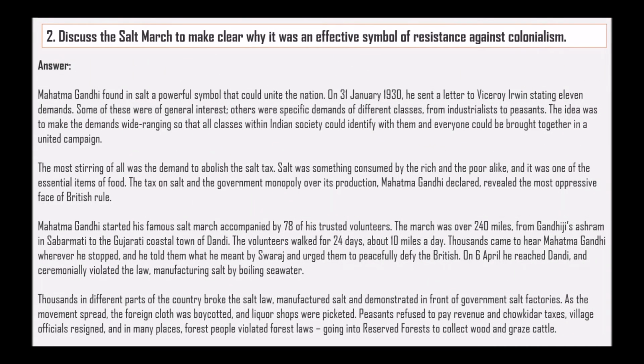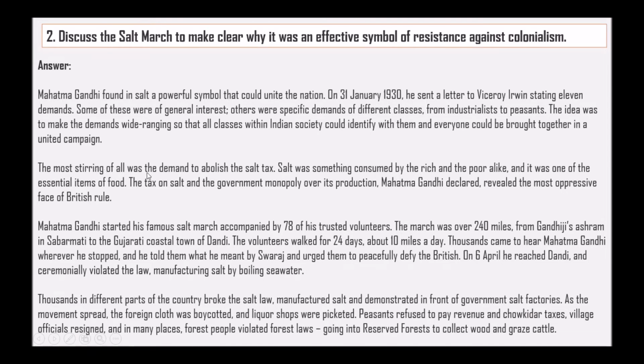Next, discuss the Salt March to make clear why it was an effective symbol of resistance against colonialism. Mahatma Gandhi found salt a powerful symbol that could unite the nation. On 31 January 1930, he sent a letter to Viceroy Irwin stating eleven demands. Some of these were of general interest, others were specific demands of different classes, from industrialists to peasants. The idea was to make the demands wide-ranging so that all classes within Indian society could identify with them and everyone could be brought together in a united campaign.